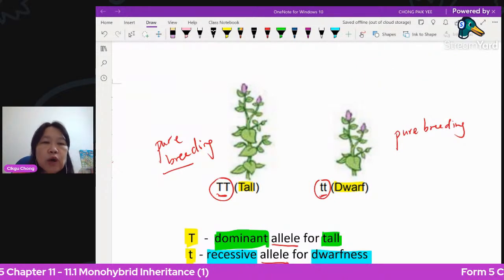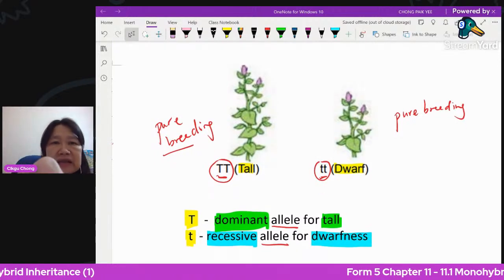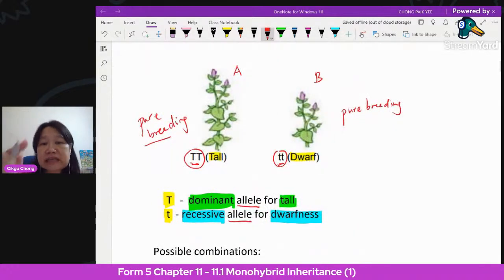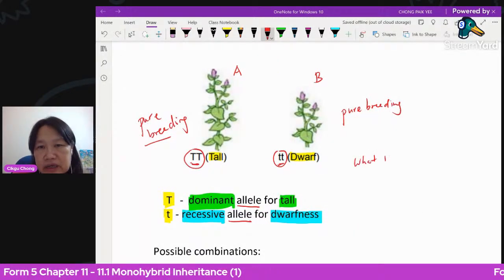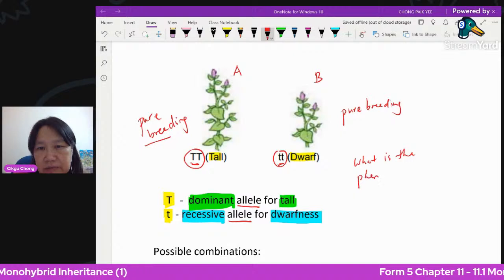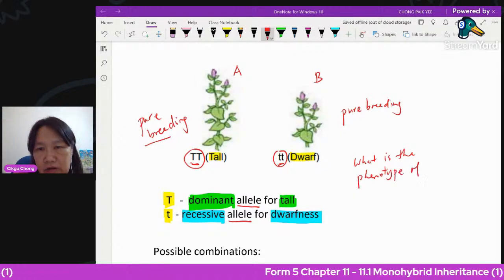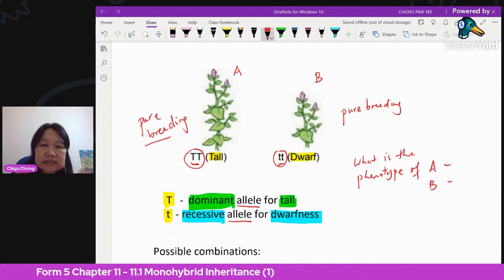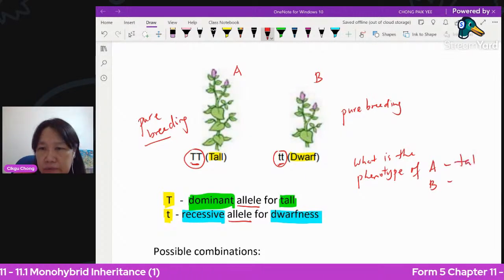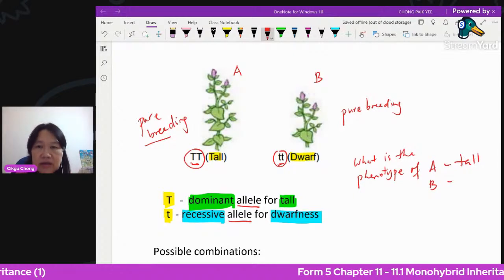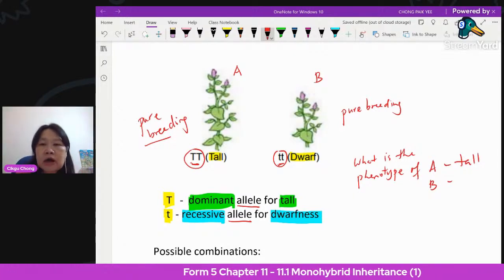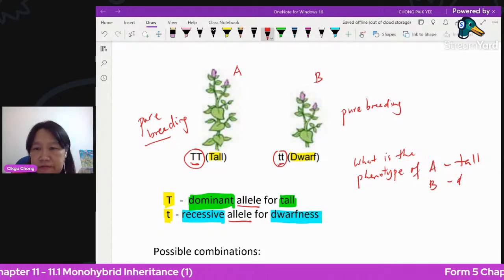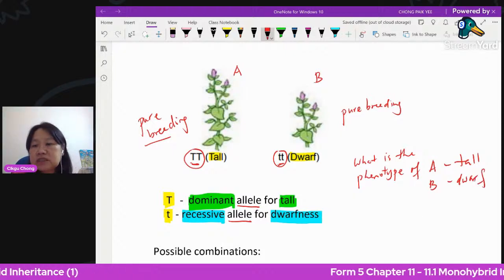Okay, now let me ask you, what is the phenotype of plant A and phenotype of plant B? For example, if I ask you this question, what is the phenotype of A, phenotype of B? Now, what is your answer? Your answer is tall. This is what you can see, isn't it? Phenotype of plant A is tall. What about B? Phenotype of B is dwarf or short, because this is what you can see.